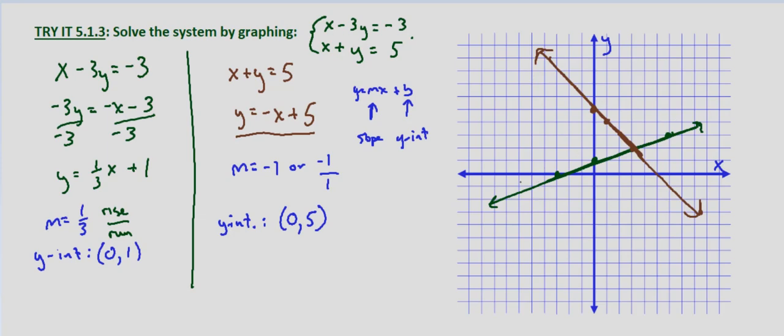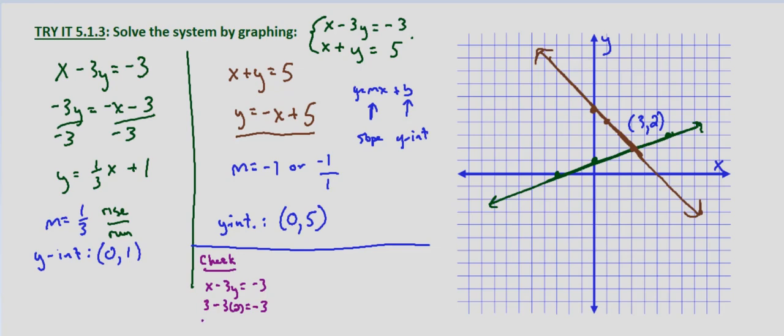So here we've graphed the system of equations by graphing each line, and it appears that they intersect at 3, 2. So our solution, just by graphing, is 3, 2. Now let's check and make sure that that is a solution to both. In our first equation, this is our check, we want to know: does x minus 3y, so 3 minus 3 times 2, equal negative 3? So x minus 3y equals negative 3, that much we know.